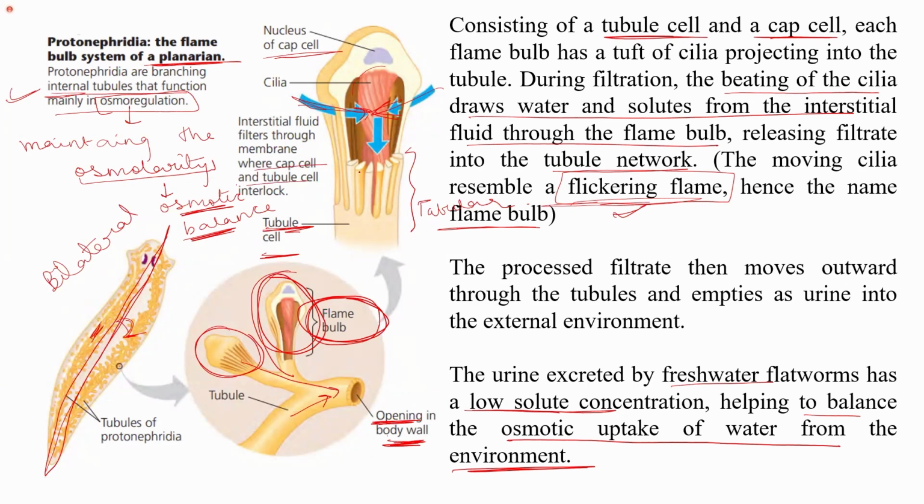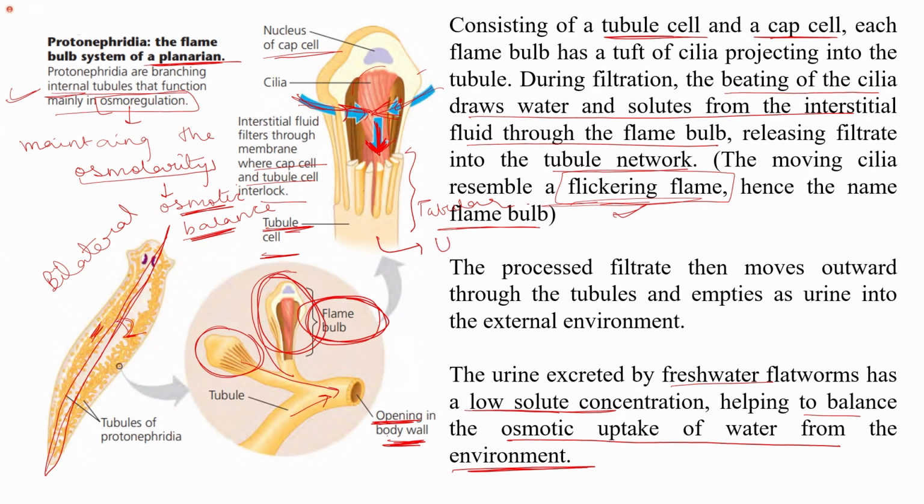And after this, it is released into the tubule network. You can see the direction shown here in the blue arrows. After coming from this membrane, it enters into the tubule network, and there the processed filtrate then moves outwards through the tubules and empties in the form of urine into the environment.